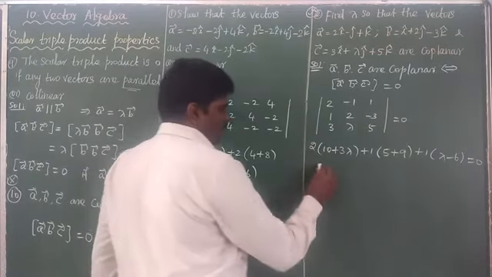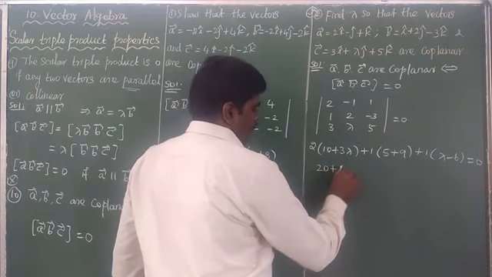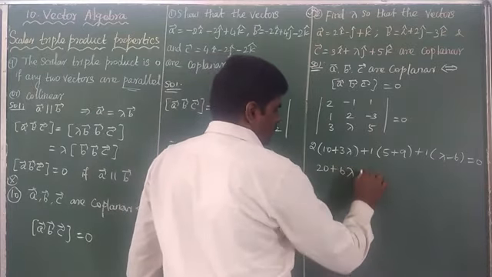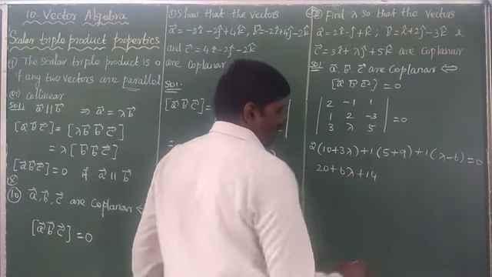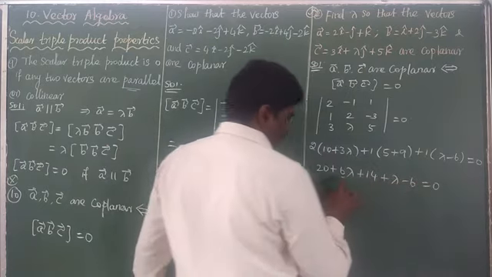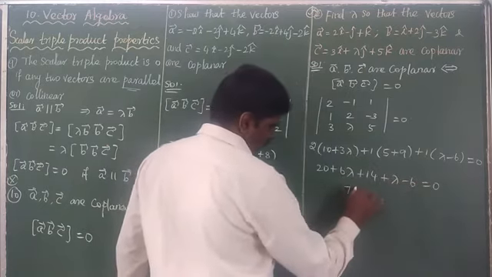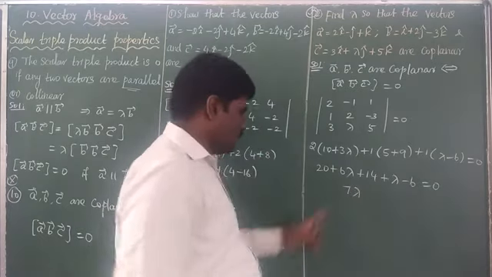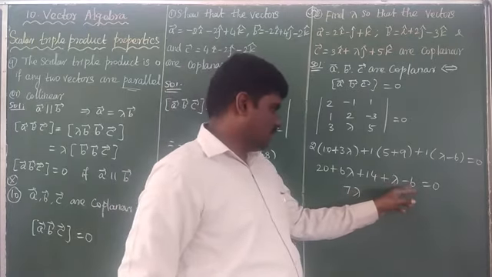Here this will multiply, here 20 plus 6 lambda. Here what's the meaning? 14. Again lambda minus 6 is equal to 0. What are the lambda? It is equal to 7 lambda. That's clear. Here 7 lambda.